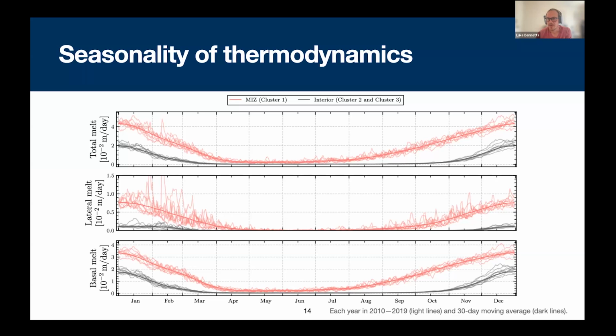And in case it's not completely obvious, the increased basal melt is simply coming from the fact that the marginal ice zone is farther north than the interior ice cover, so the ocean temperatures are greater there.